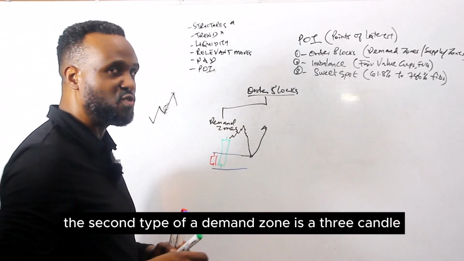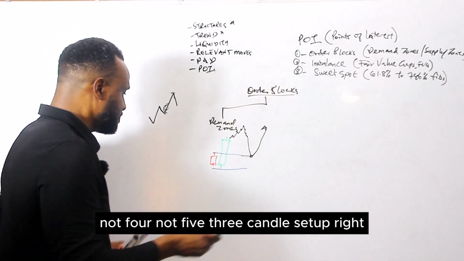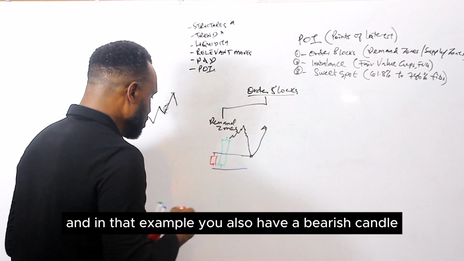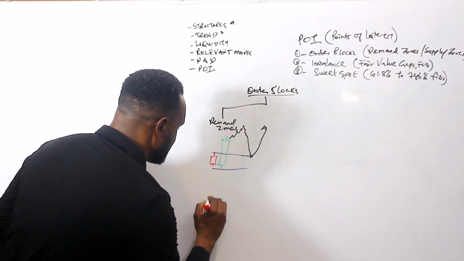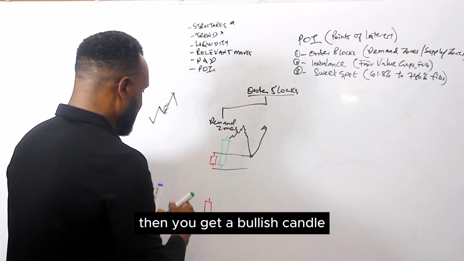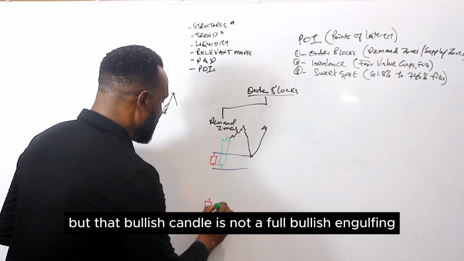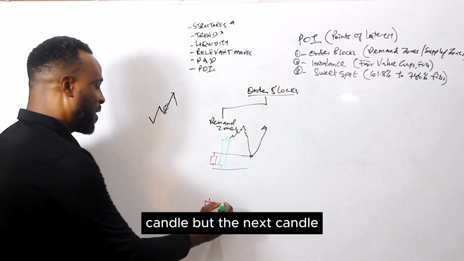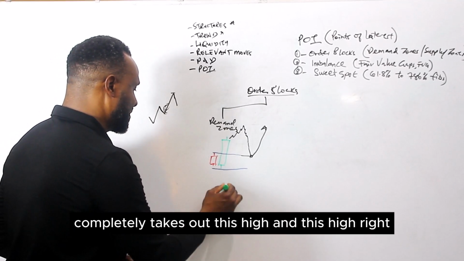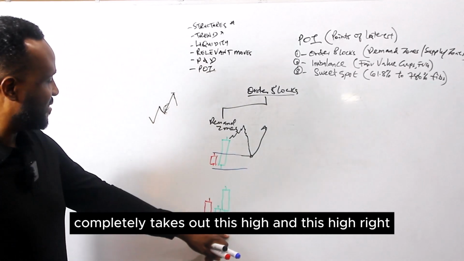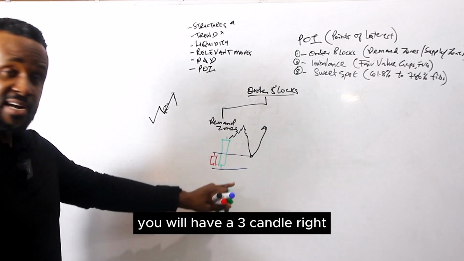The second type of demand zone is a 3 candle, not 4, not 5, 3 candle setup, right? In that example, you also have a bearish candle. Then you get a bullish candle, but that bullish candle is not a full bullish engulfing candle. But the next candle, the third candle, completely takes out this high and this high, right? So in this example of a demand zone, you will have a 3 candle setup.